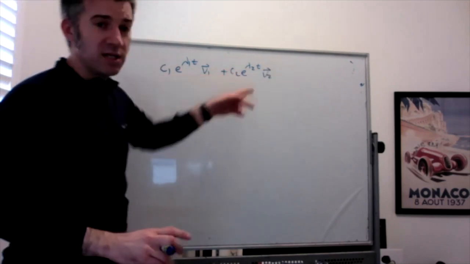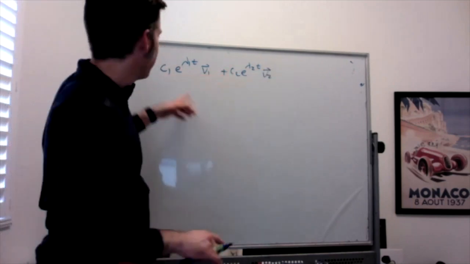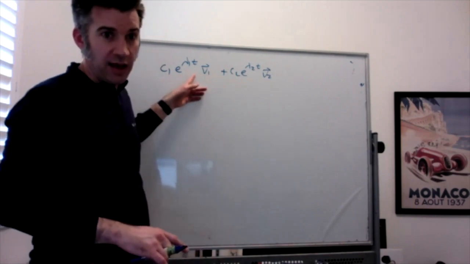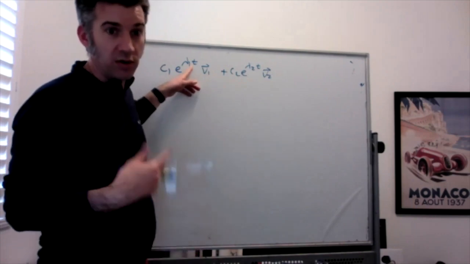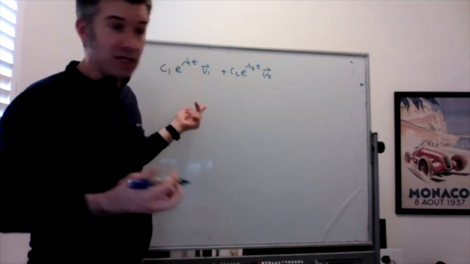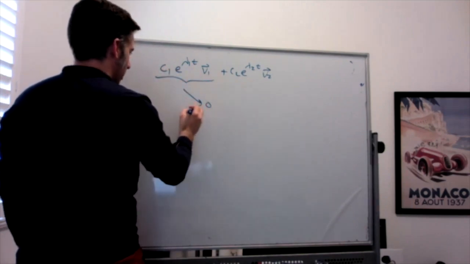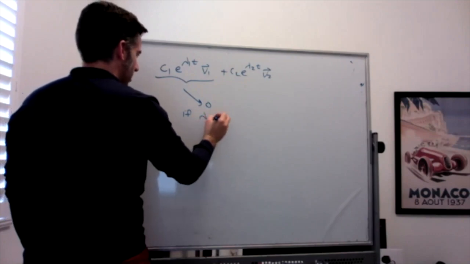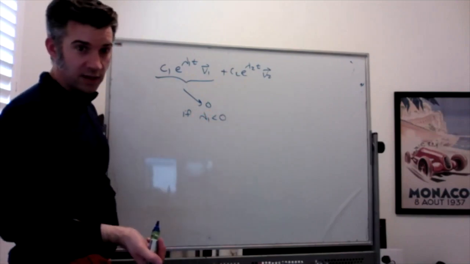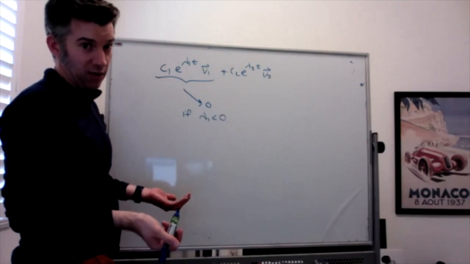If both your lambdas are negative, you have e to the negative something. And as that t gets larger and larger, this is going to go to 0. So this whole thing goes to 0 if lambda is negative, because you have e to a negative big power, which is a very small number.